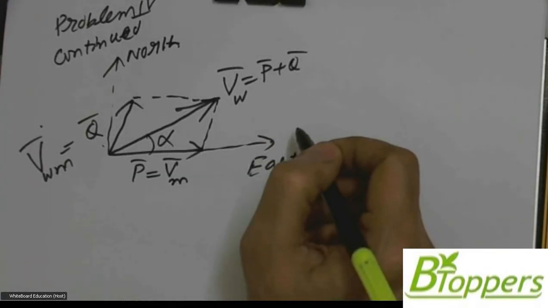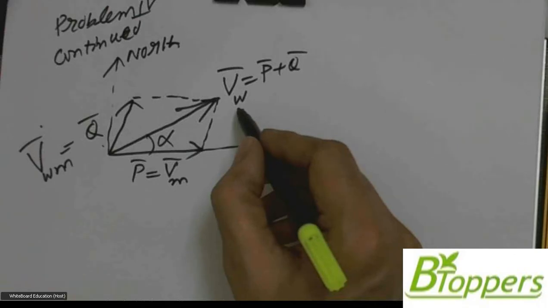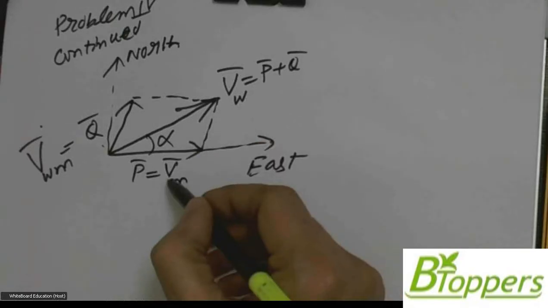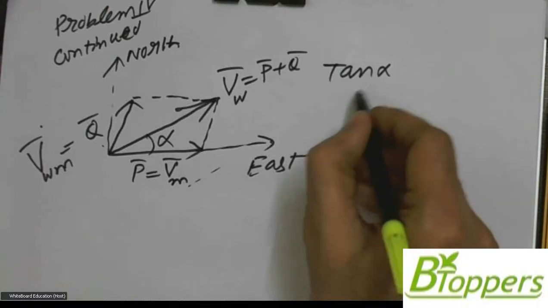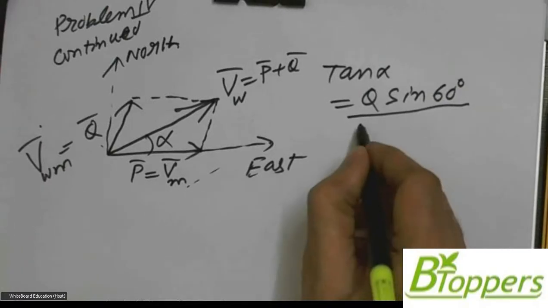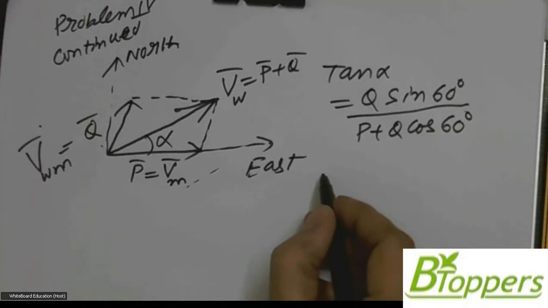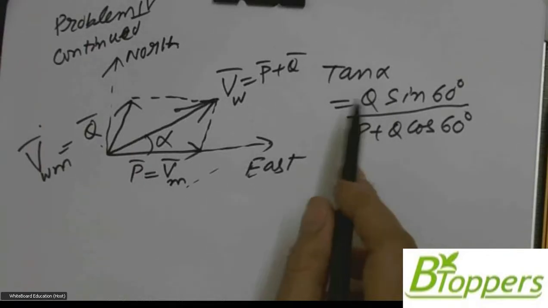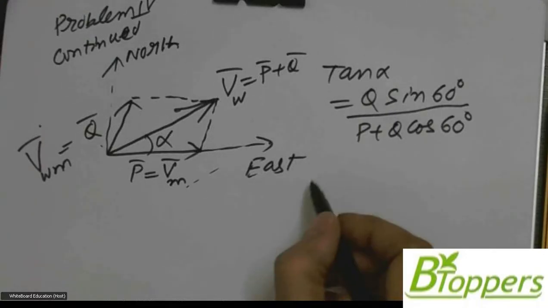So I'm continuing the same problem here. If alpha is the angle made by the actual velocity of the wind with the first vector P bar, meaning the velocity of the man, then tan alpha equals Q sin theta by P plus Q cos theta. In this given problem, you are not asked to find angle alpha, but in case you are asked, you should be able to find it.